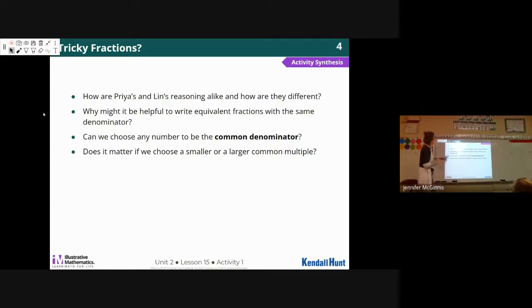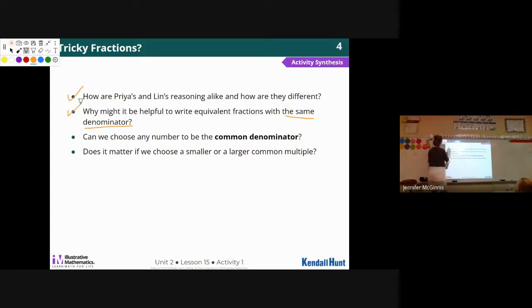Let's see. We talked about this. How are they alike? How are they different? Why might it be helpful to write equivalent fractions with the same denominator? Izzy? That way it's a lot easier and you only have to compare the numerator. Very nice. When we have the same denominator, we are free to look at the numerator.